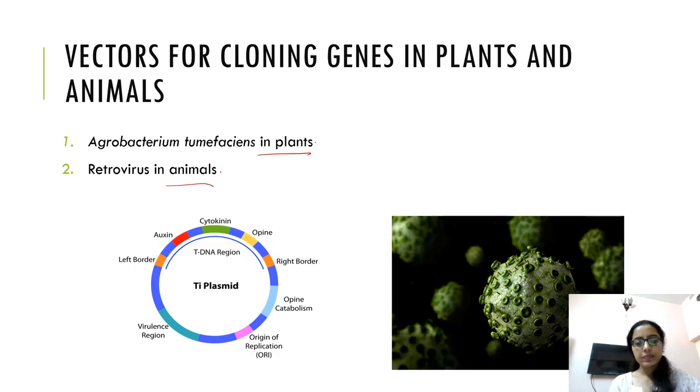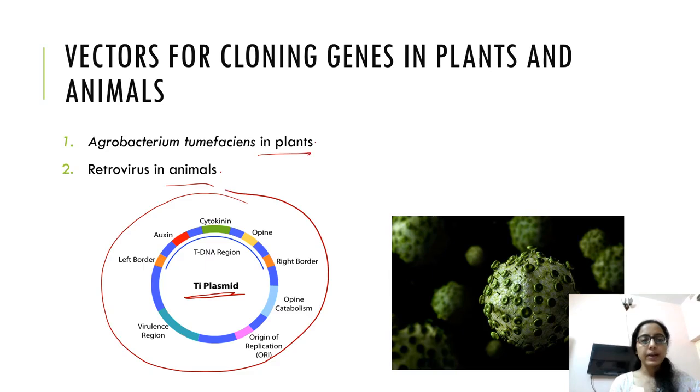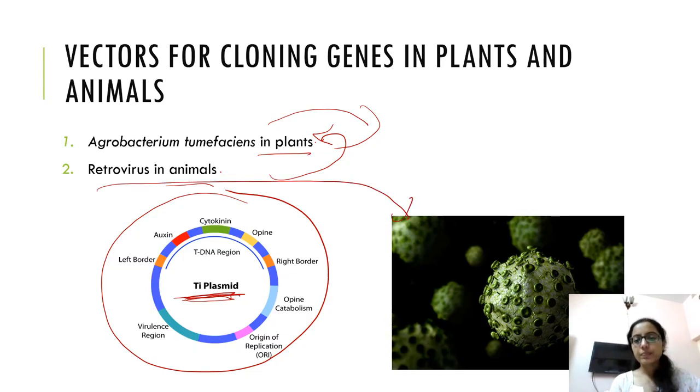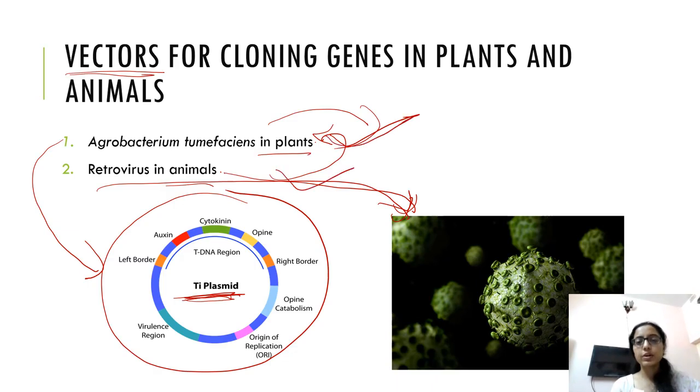This is a TI plasmid which is used for plants. Agrobacterium tumefaciens is transmitted into plants by using the TI plasmid, and this is the retrovirus plasmid. This is the Agrobacterium tumefaciens plasmid, and this is the retrovirus structure in animals. These are the two examples of cloning vectors. This is for plants and this is for animals.